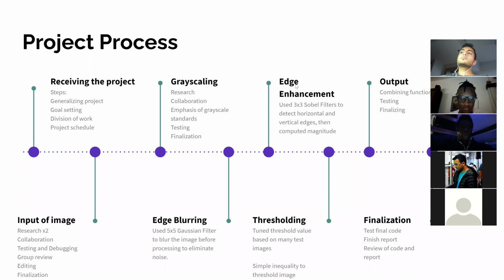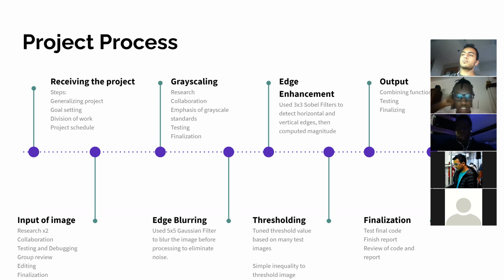So a quick walkthrough of our project process. When we first received the project, we decided to generalize the project and goal set, and then eventually we just divided the work up into sections that we believed each person could do. For example, the input of an image and grayscaling were paired together, and in general it included a lot of research, collaboration, and then in the end we were finally able to finalize the code.